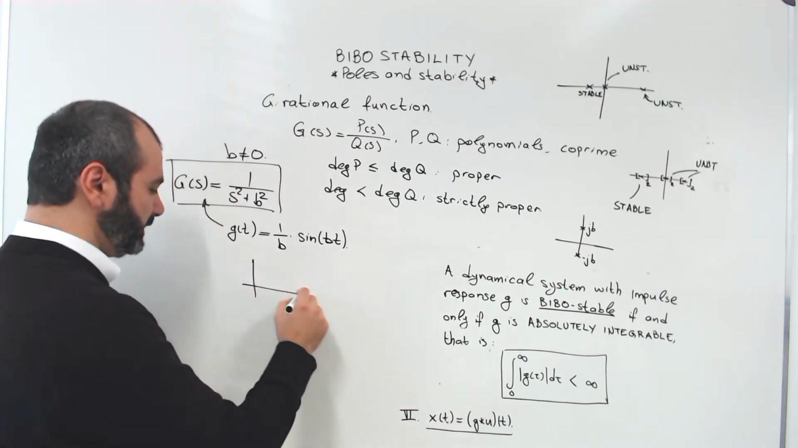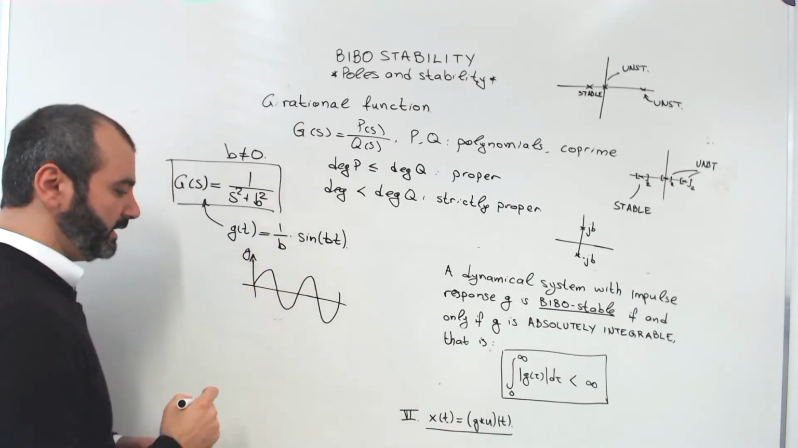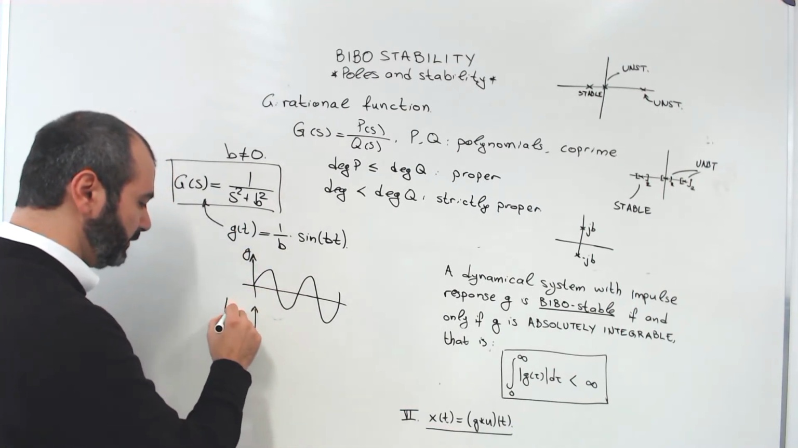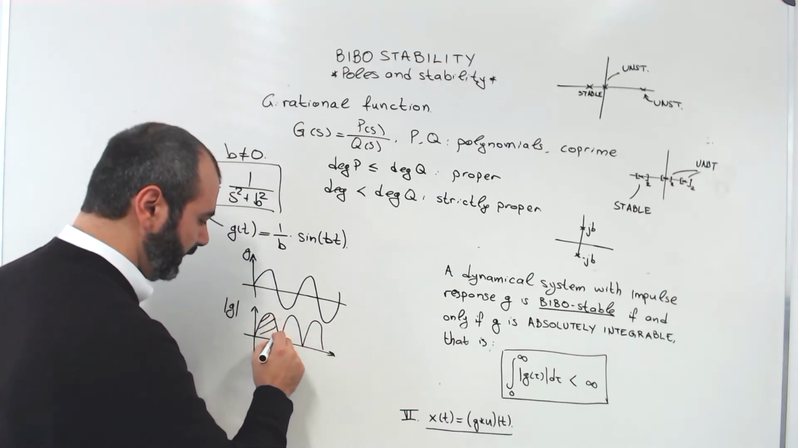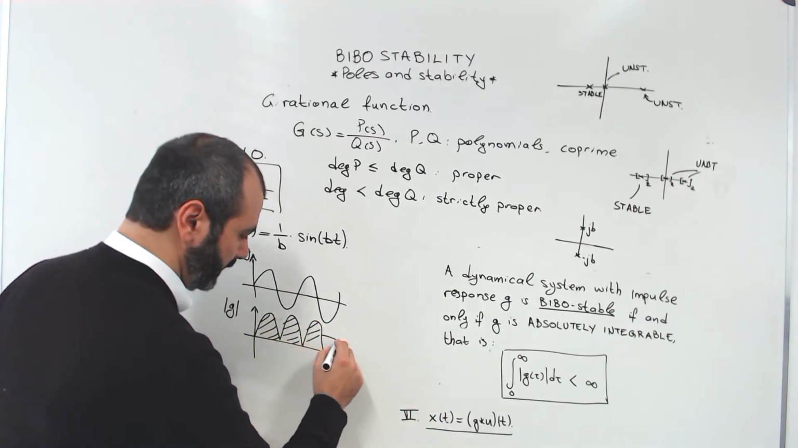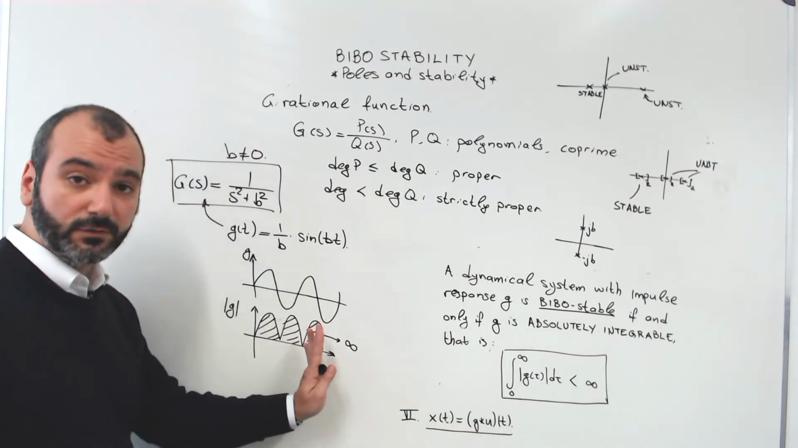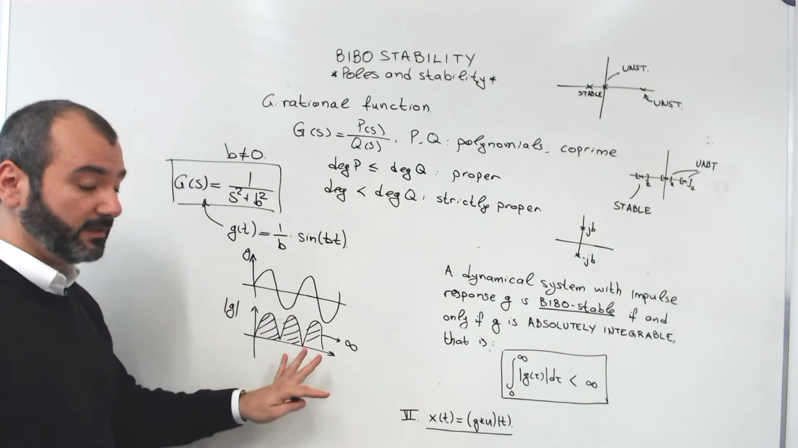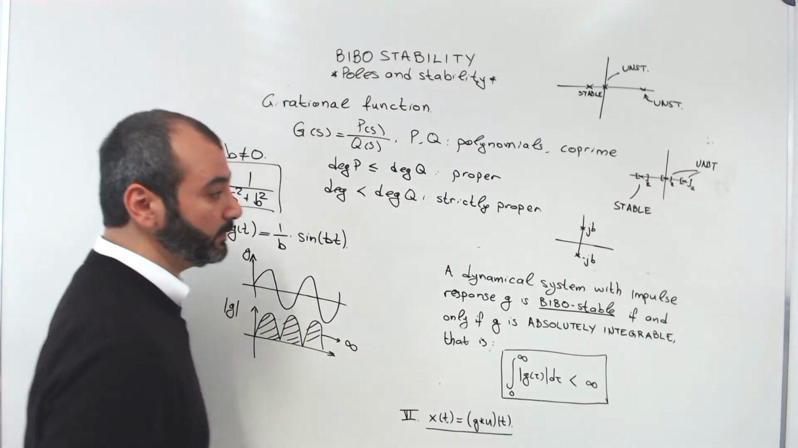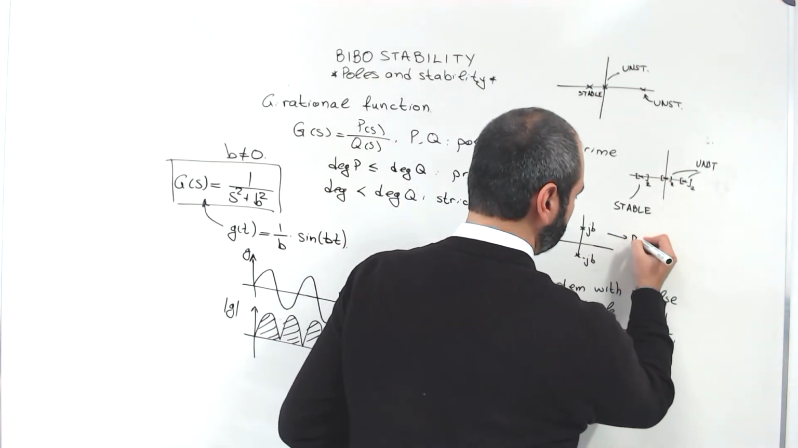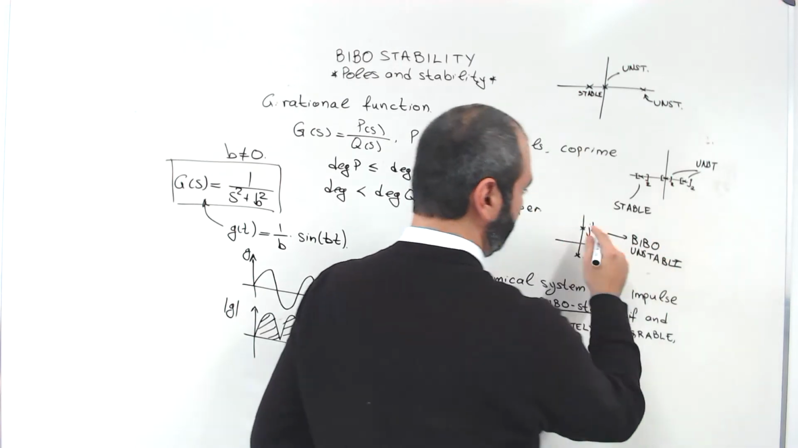Then we can see that this is a sinusoidal function. This is g, and this is g absolute value. And the area grows and goes to infinity. The area under the curve goes to infinity, which means that this is not absolutely integrable, which means that the system is BIBO unstable. So in this case, the system is BIBO unstable if we have these poles.